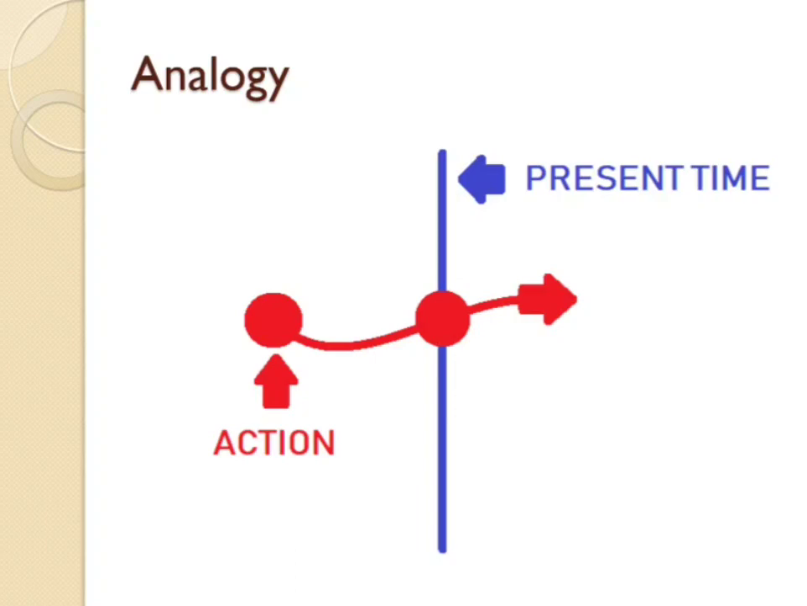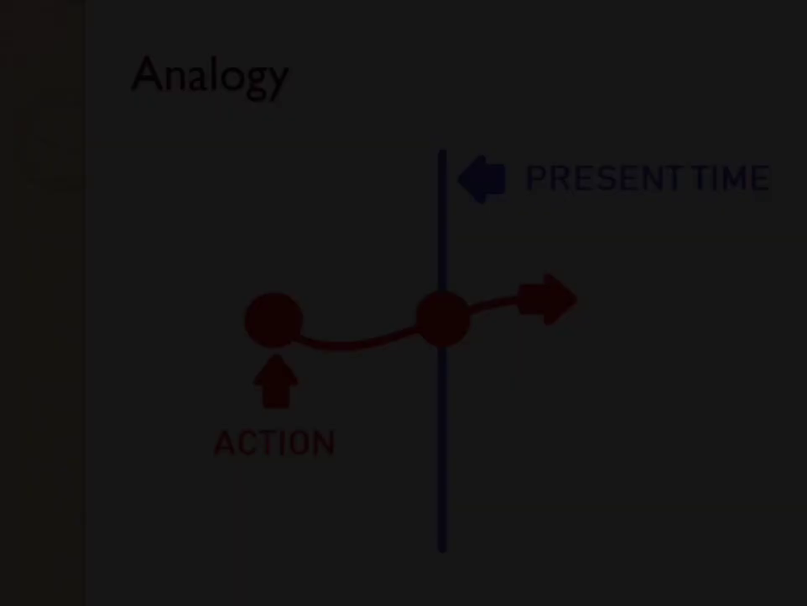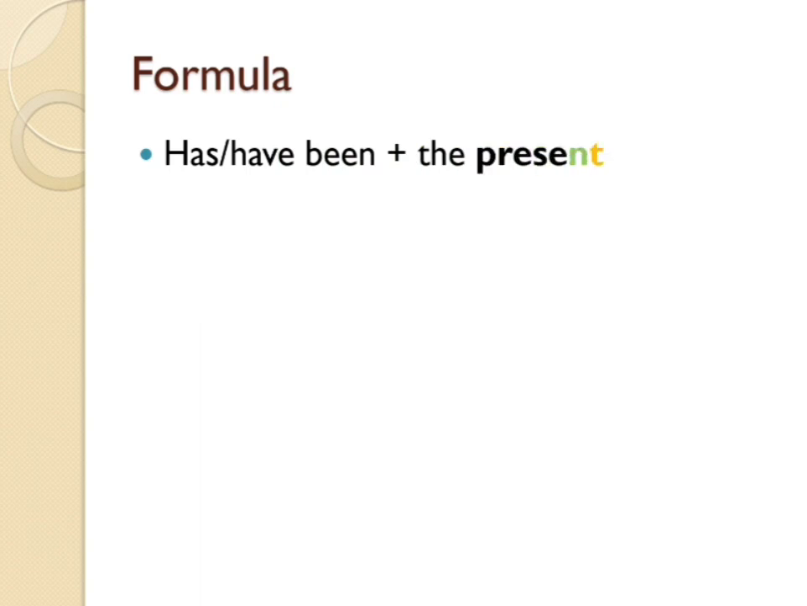the analogy, and now it's time to see the formula of all those sentences which are in the present perfect continuous tense. If you know the formula, you can make any sentence in that particular tense. So, if we talk about the formula, we will be using has been or have been plus the present participle in all the sentences. So let's derive a formula.